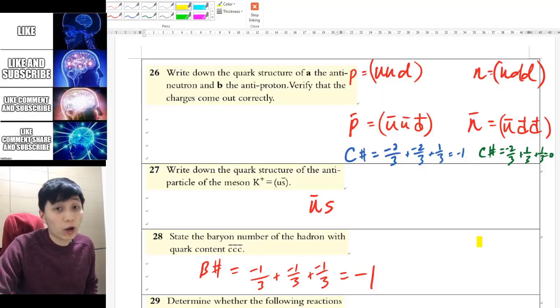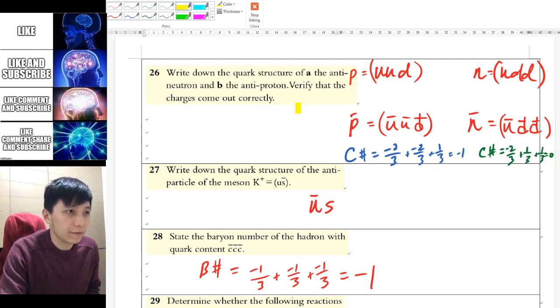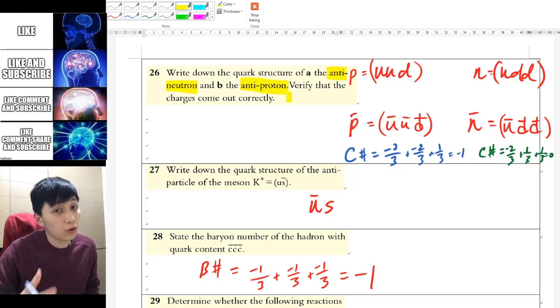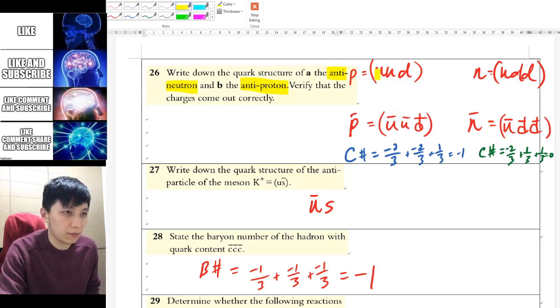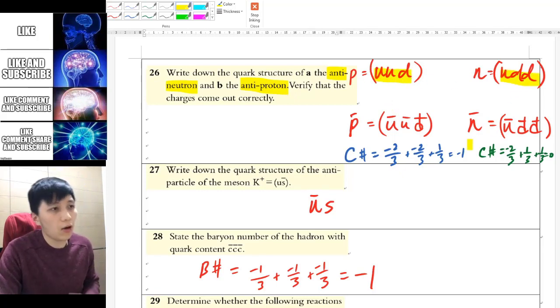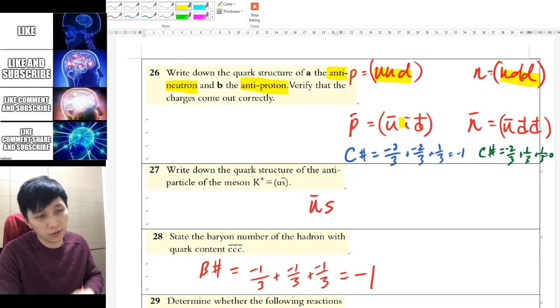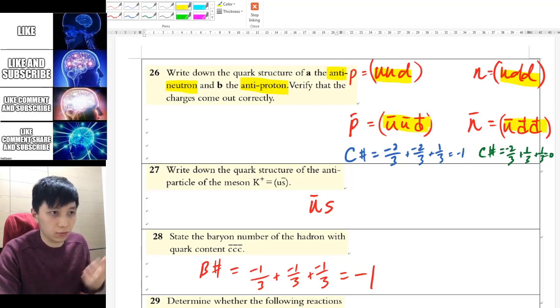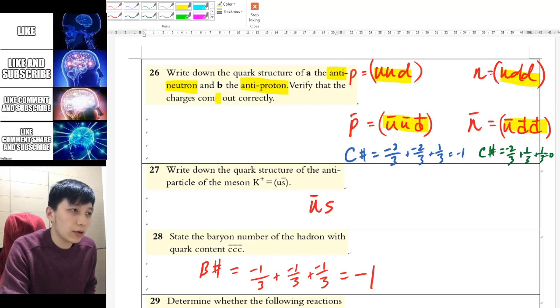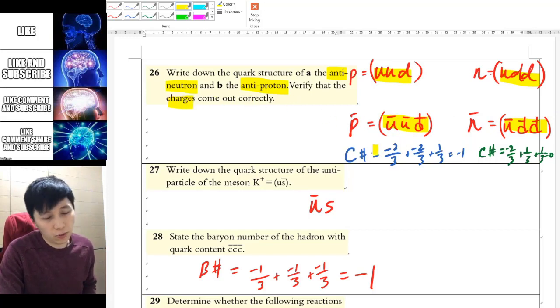A few moments later. Alright, because it's rather straightforward, I've put down all the answers already and I'll go through them with you verbally. The first question asks you to find the quark content of the anti-neutron and anti-proton. Assuming you already know the quark content from the textbook, which is UUD and UDD, what you have to do is just put a bar on top of each quark. And so this is what it is. It also asks you to verify the charge.